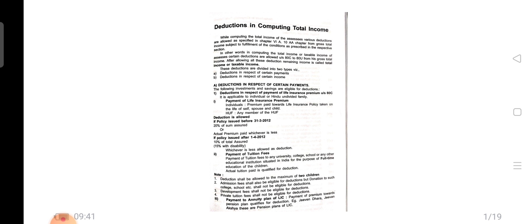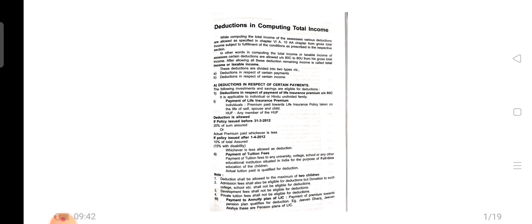And the maximum for 2 children it can be given. The deduction shall be allowed for a maximum of 2 children. If any assessee has more than 2 children who are studying, up to 2 children it is allowed as a deduction, but for more than 2 children the deduction can't be claimed. Similarly, admission fees shall be eligible for deduction, but donations, building fund or uniform fees are not allowed as deductions. Development fees shall not be eligible, and private tuition fees shall not be eligible. If any student is taking private tuition, that is not eligible for the deduction under section 80C.